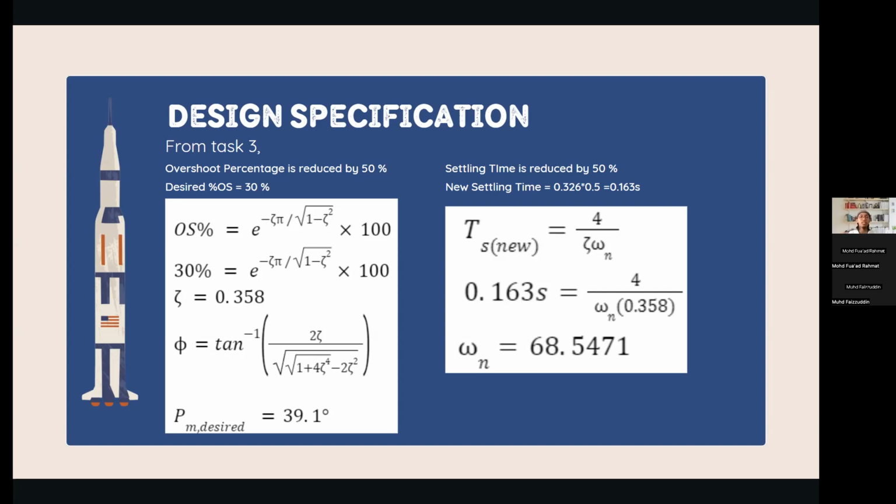To design the lead compensator, we need to find the desired phase margin, which is 39.1 degrees, and we need to find the GC of the compensator.